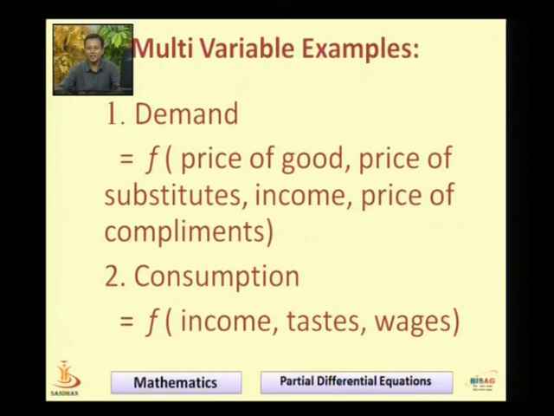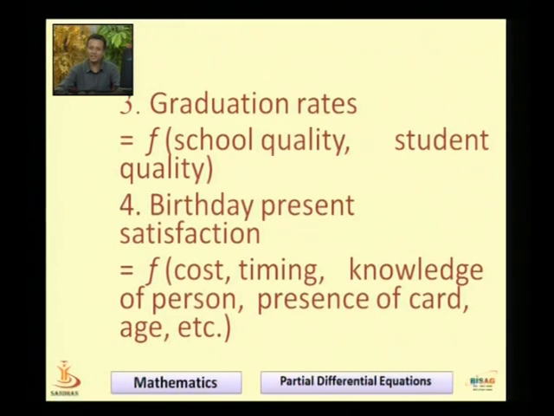Another real world example of a multivariable function is consumption. Consumption can be considered as a function of income, taste, wages. So as income, taste and wages vary, the consumption of a product also varies. Next is graduation rates. School quality and student quality both affect the graduation rates, so graduation rate is a function of these two variables. So the rate of change of graduation rates with respect to school quality, and the rate of change of graduation rates with respect to student quality, we have to consider both.